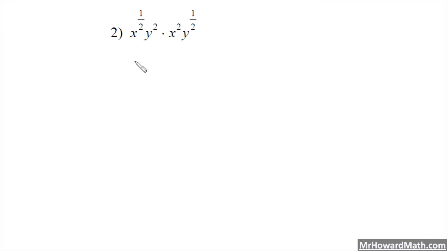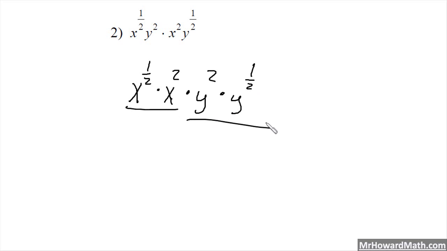All right, next example. We're combining this. So we are multiplying all the bases here. I'll rewrite it: x to the 1/2 power times x to the second power, and y to the second power times y to the 1/2. So I just rewrote it so the x's were together and the y's were together. We're multiplying these bases, so we still add the exponents. Before we can add the exponents, we need to establish a common denominator.